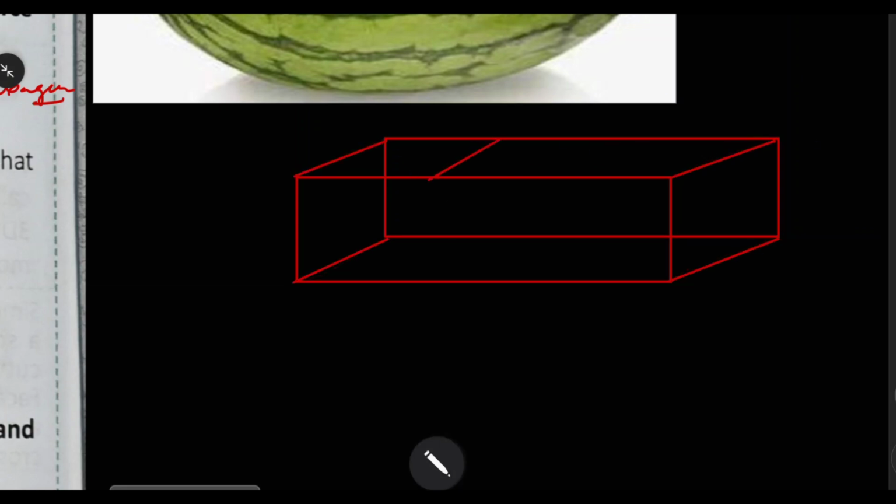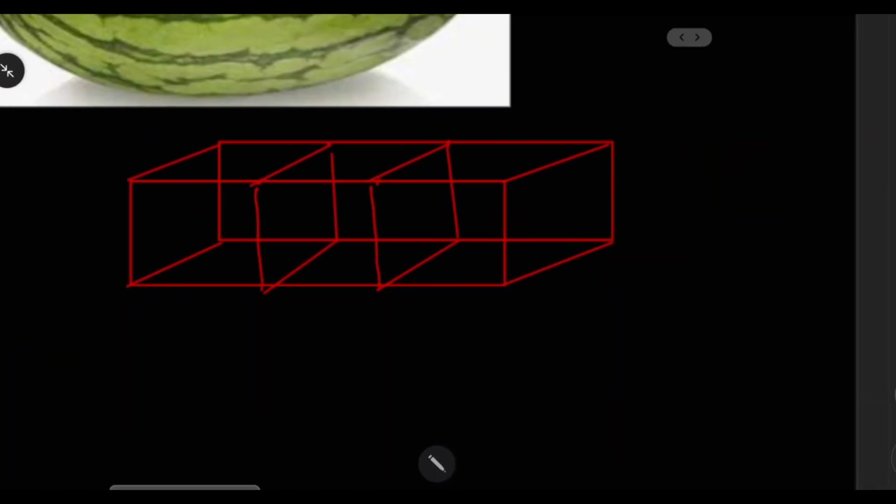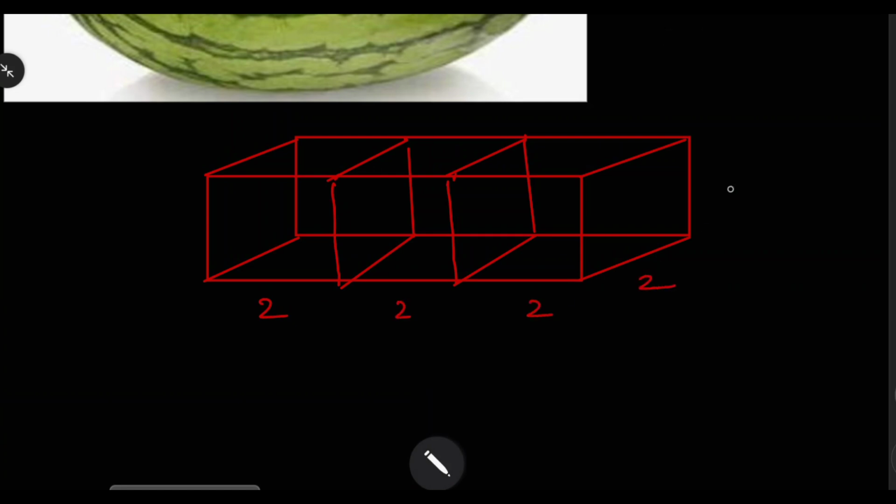So here we can make it. As you can see, we will divide the line in 3 parts. So here we divide the line in 3 parts. Here we have the same cubes, and the dimension of the cubes are 2, 2, 2. So here the length will be what? 6, and this will be what? 2, and height will be what? 2. So the dimensions are 6 by 2 by 2. So this is the answer.